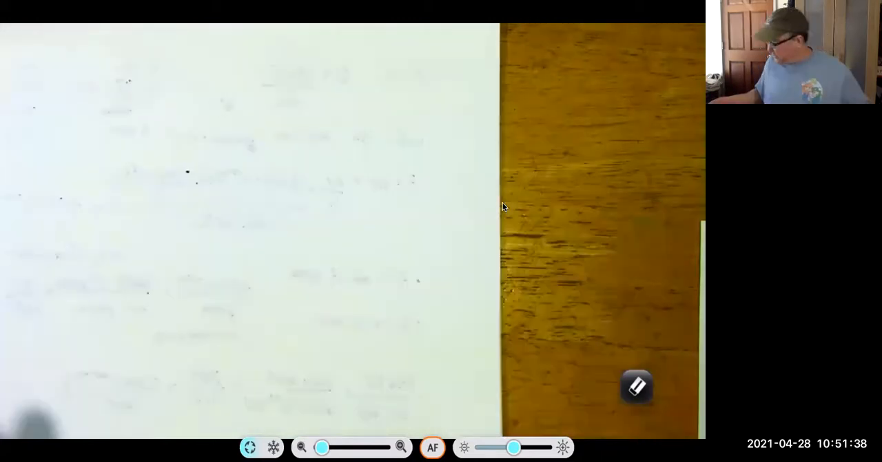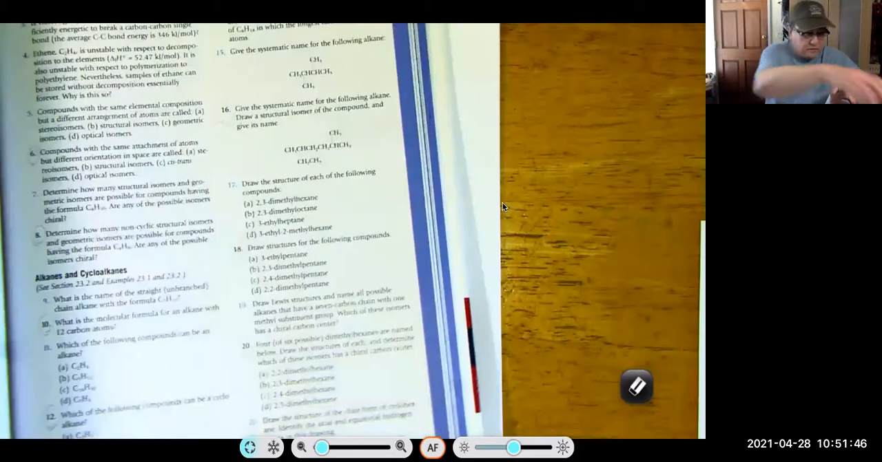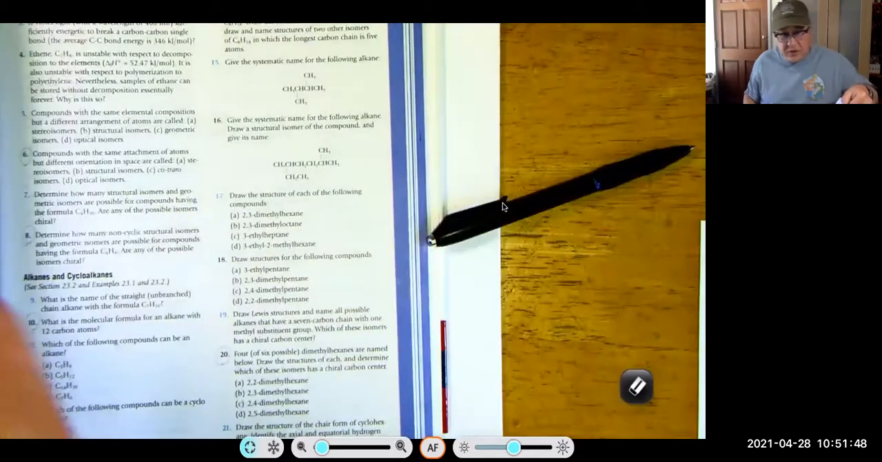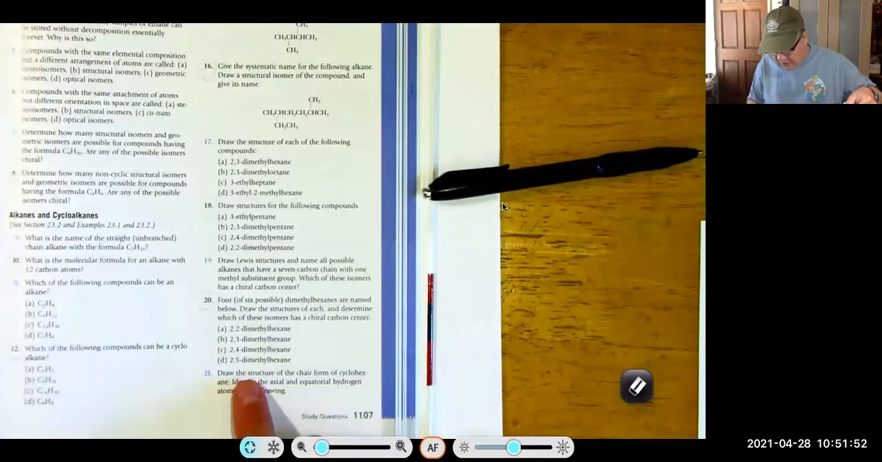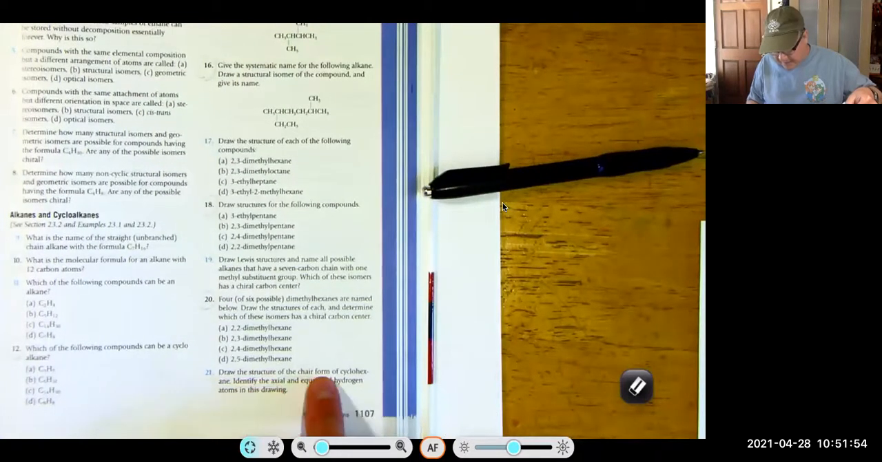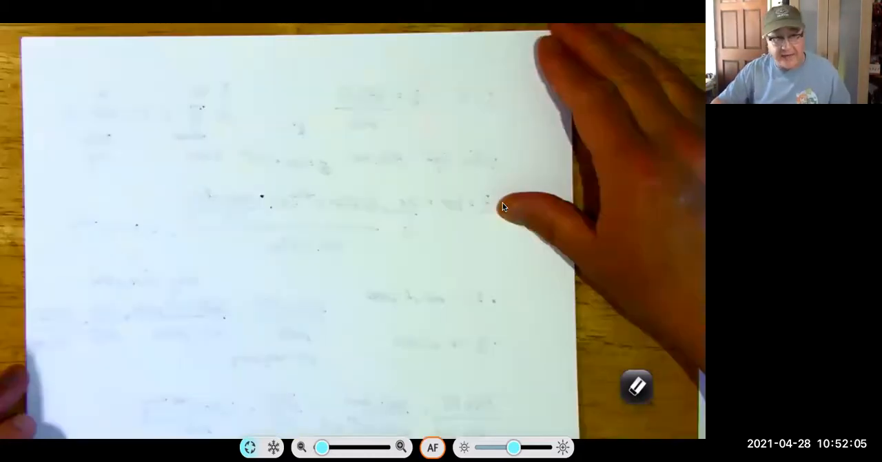Number 3. Now, you said there was another one. Which one? 21. So 21 asks us to draw the structure of the chair form of cyclohexane and identify axial and equatorial hydrogens in this drawing. Now, this isn't something that you will need to do on the exam, but it's certainly something you will need to do for organic chemistry.